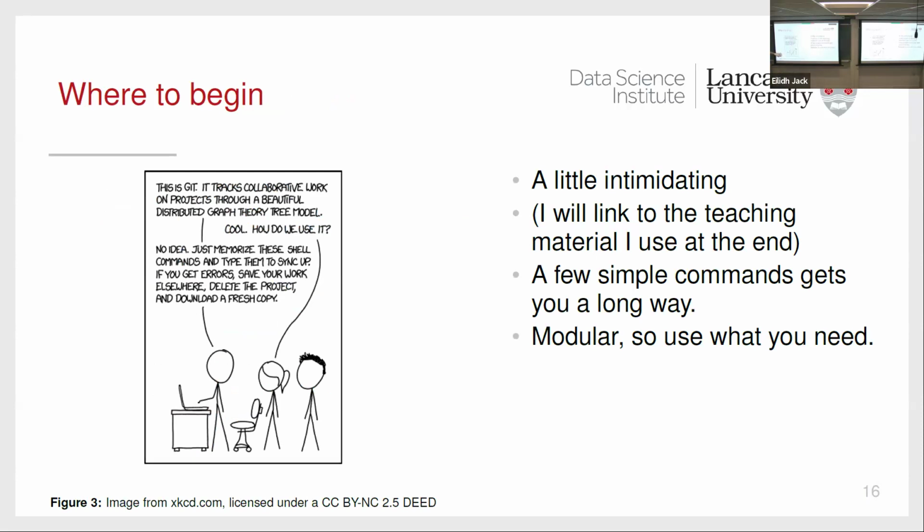Sorry, this is a comic stolen from XKCD. It just says, this is Git. It tracks collaborative work on projects through a beautiful distributed graph theory tree model. Cool. How do you use it? No idea. Just memorize these few commands, type them to sync it up. And if you ever get errors, save your work elsewhere, delete the project and download it fresh. Hopefully, being taught it and shown the right commands, you won't have to go to that extreme, but it can get confusing like that.